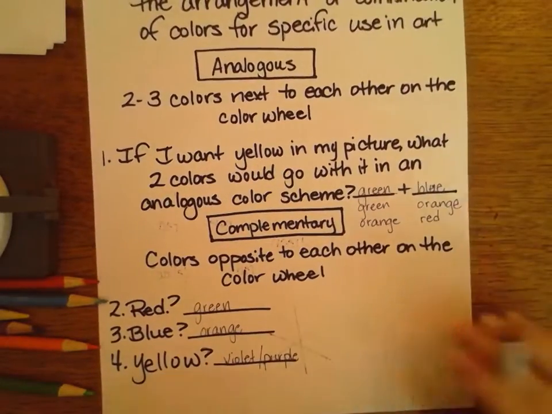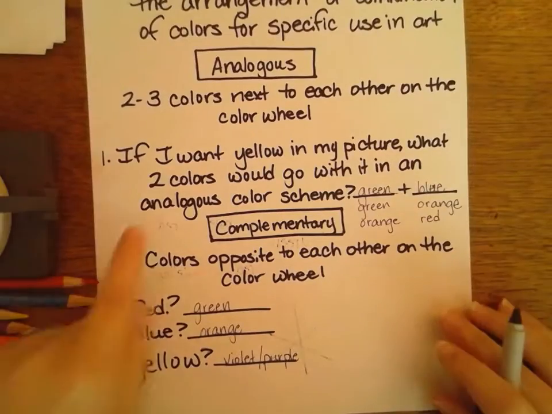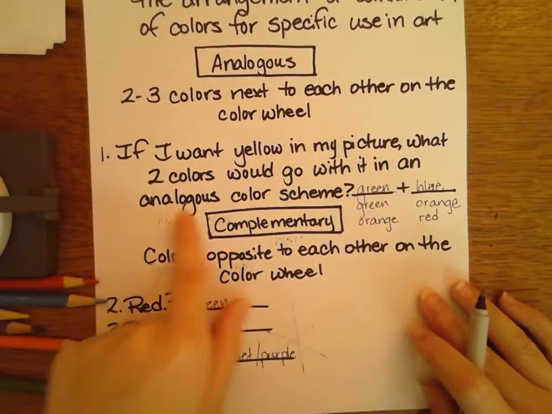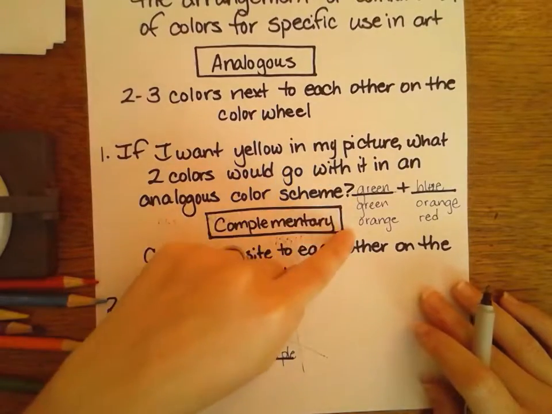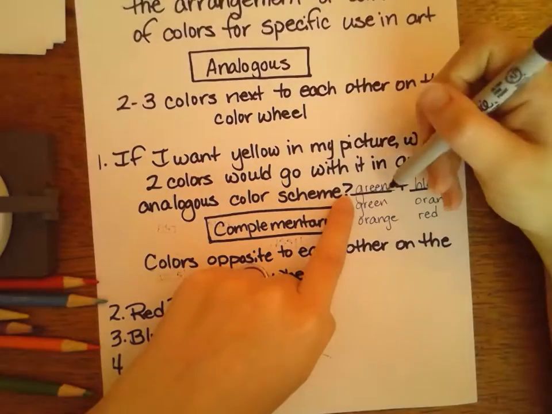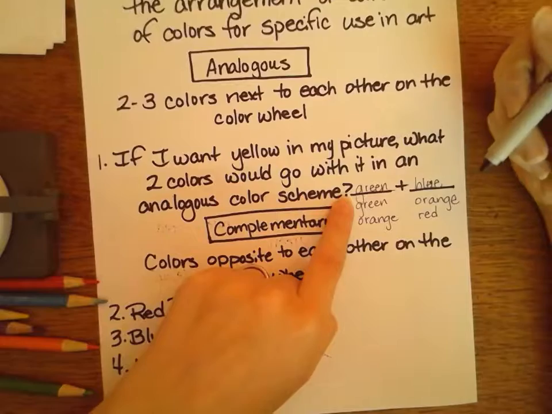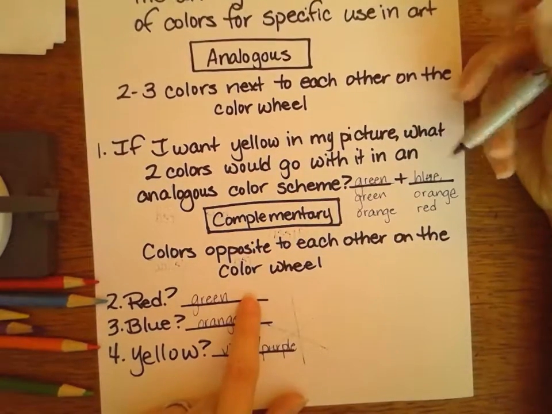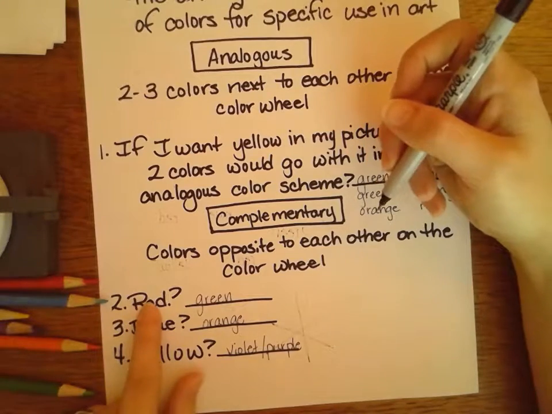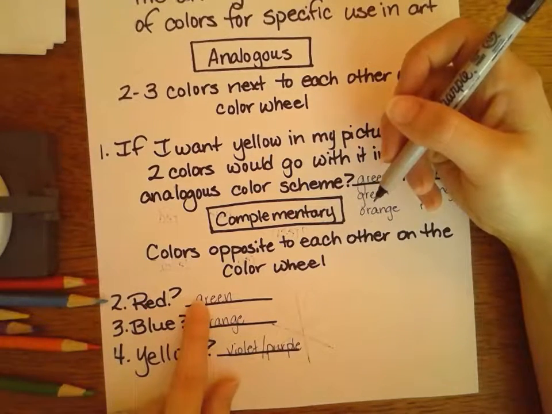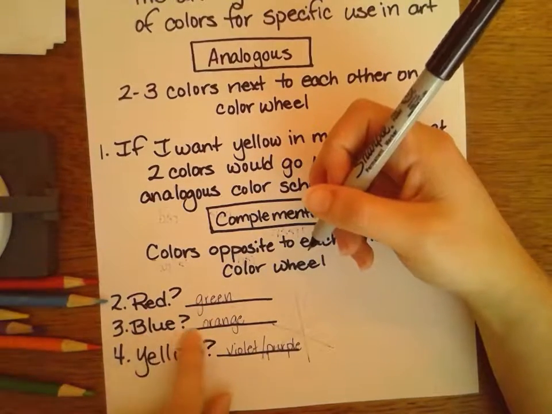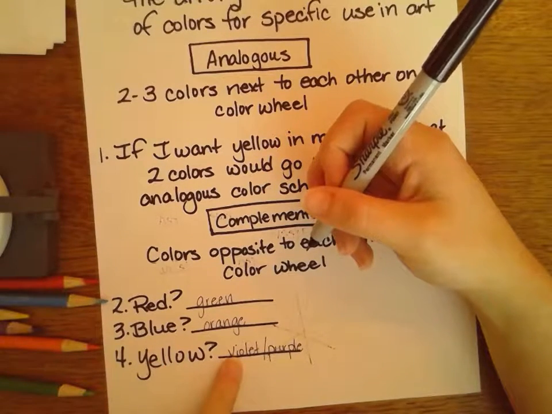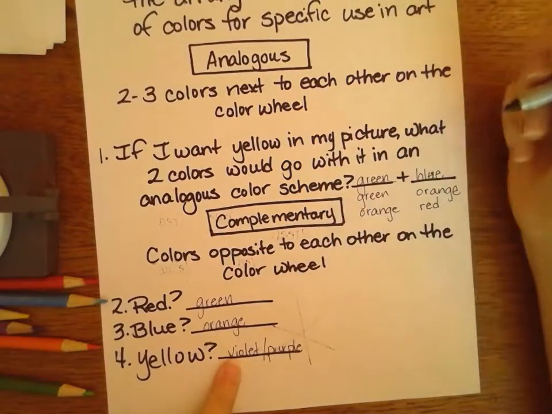Okay, just to make sure that we all have the same answers. For number 1, if I want yellow in my picture, what 2 colors could go with it in an analogous color scheme? It can be any of these answers. For mine, I picked green and blue because they touch that yellow. Complementary, they're opposite each other on the color wheel. So we touched red, I have green because it's on the opposite end. I touched blue, we have orange, that's our school colors. And yellow is complementary with violet or purple.